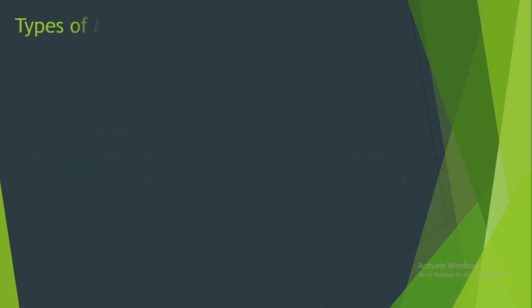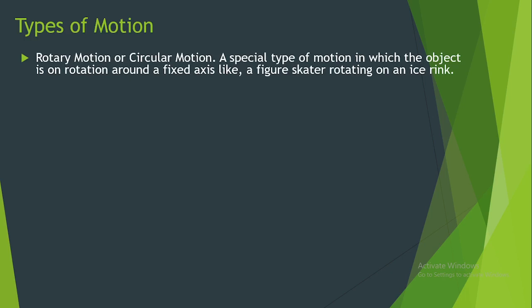We have rotary motion or circular motion, a special type of motion in which the object is on rotation around a fixed axis, like a figure skater rotating on an ice rink.